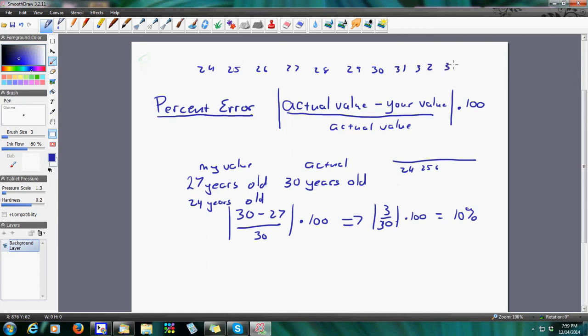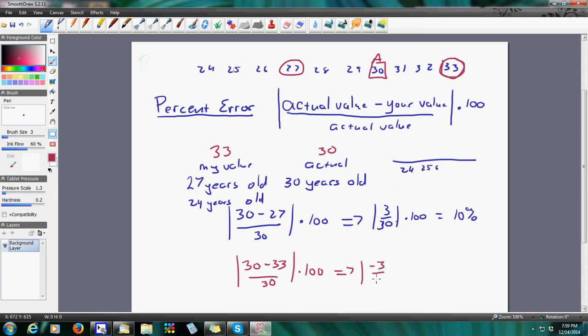So, let's say I thought she was, here's my original guess. My original guess was 27. Here's her actual age. And so now I'm saying, well, what would have happened if I had guessed she was 33? All right, so now my value is 33, and the actual value is 30. So now I get 30 minus 33 over 30 times 100. And when I do that, I get negative 3 over 30.